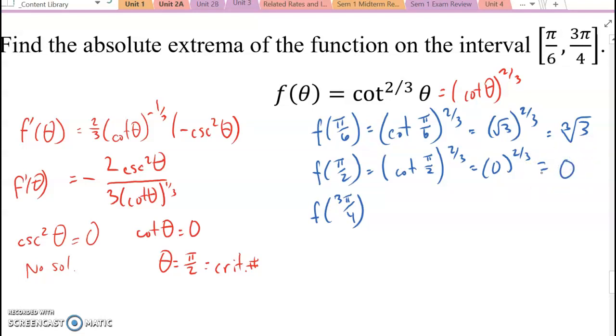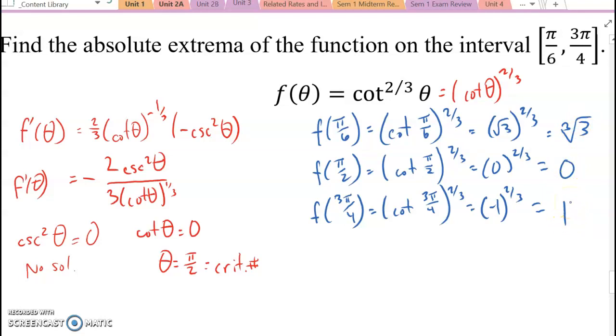And then, finally, we're going to evaluate the cotangent of 3 pi over 4, and raise that value to the 2/3 power. Cotangent of 3 pi over 4 we know is negative 1. When we raise negative 1 to the 2/3 power, we're going to square it and cube root it. Order doesn't really matter here, so either way we're going to get positive 1. So we've got a positive number, and we've got 0, and we've got a positive number again.